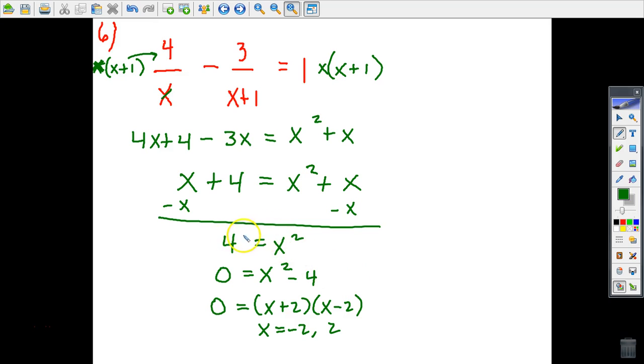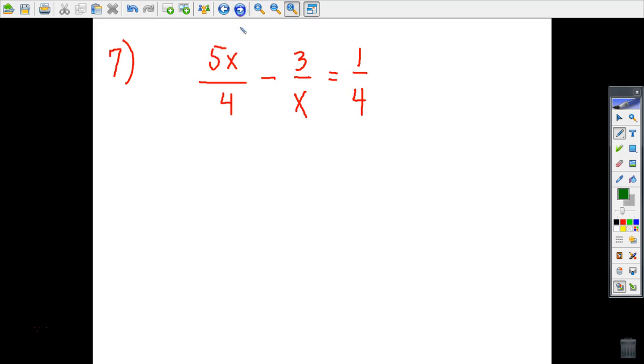Or at this point, you could have solved by square roots. Just remember, when you take the square root of both sides of the equation, you have to include plus minus, and that would have also given you +2 and -2. Quick check, does either one of those numbers, 2 or -2, make 0 in the denominator? And the answer is no. So we are good to go.